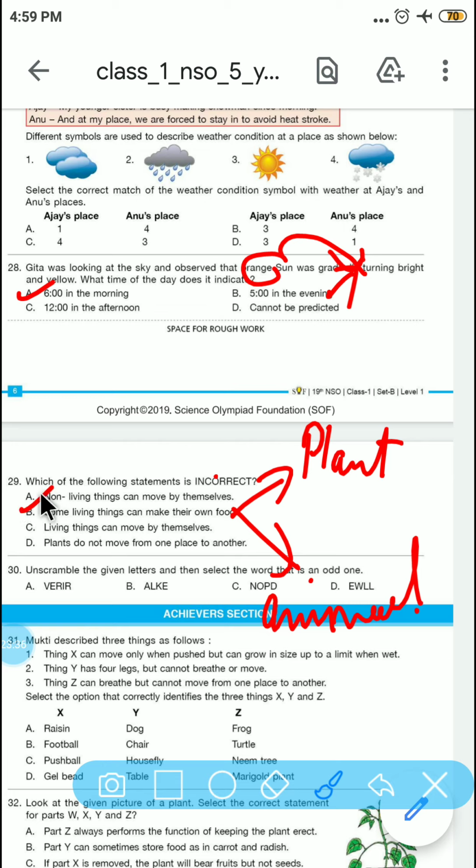As per the guidance, because non-living things can move by themselves, it is an incorrect option, not the correct one. Okay. Question number 30. Unscramble the given letters of the selected words, that is an odd one. So which one is odd here in question number 30?